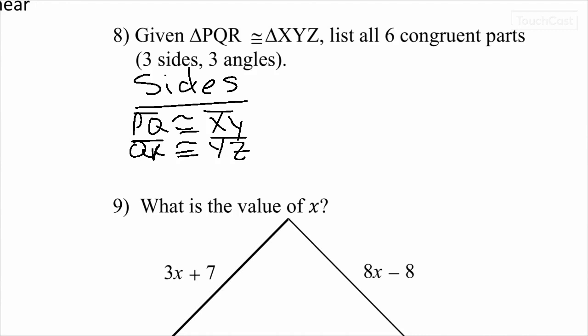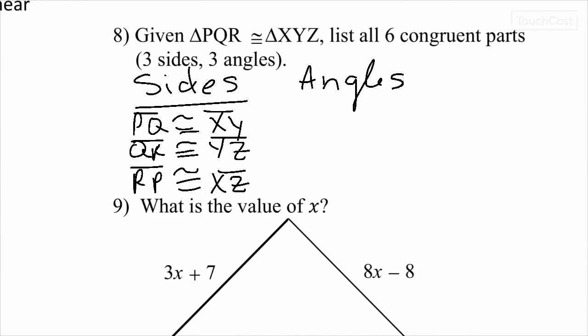And then the same will be true for the last, P to R, X to Z. So PR, or RP, since I wrote the R first, it's going to be congruent to side XZ. And that'll do it for all the sides. Remember, there's 3 sides, 3 angles. And my angles here. The angles are the easiest because you just go letter by letter.